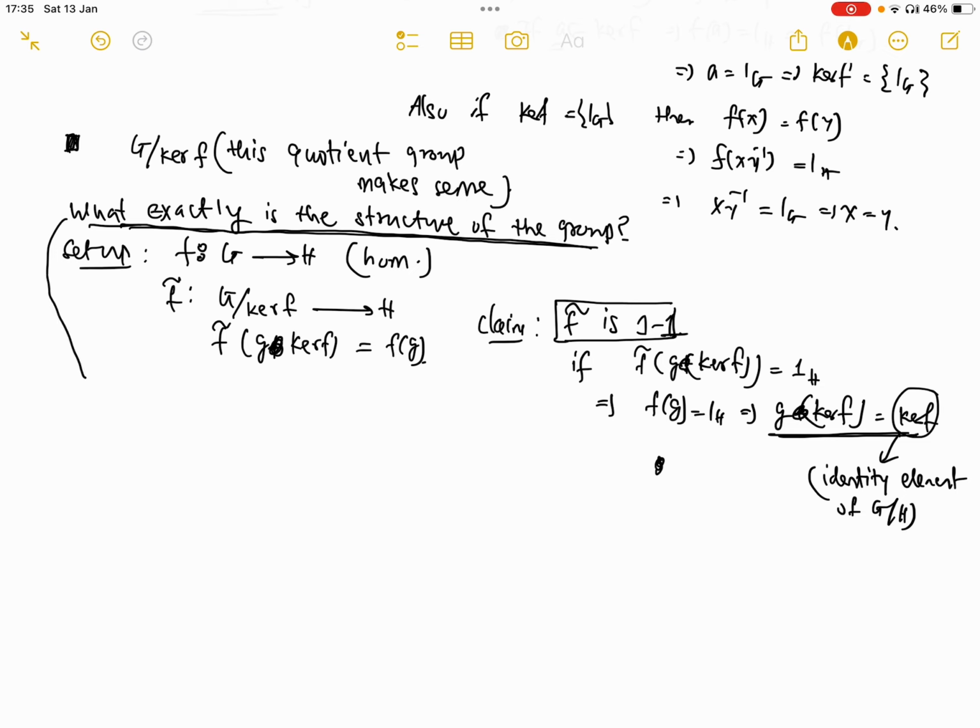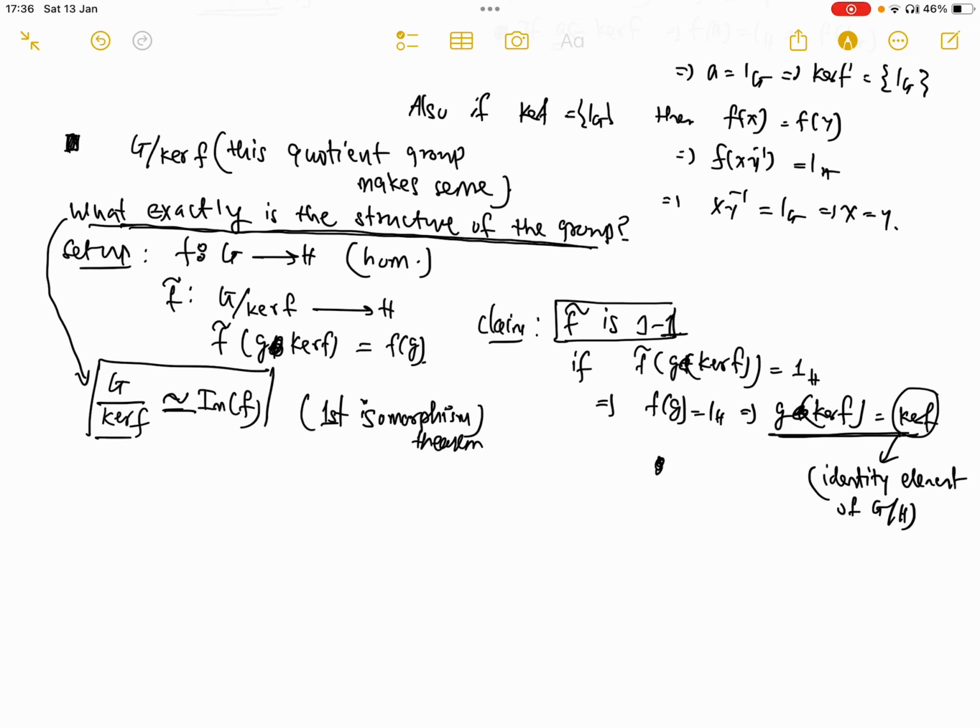This group is precisely isomorphic to the image of f, and that is called the first isomorphism theorem, arguably the most important result in basic group theory. We'll use it on several occasions, almost everywhere. So this says that this quotient group is precisely the image of f. By precisely, I mean it's up to isomorphism. I will define an isomorphism between these two groups.